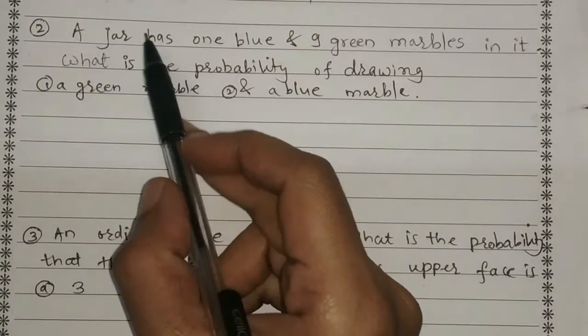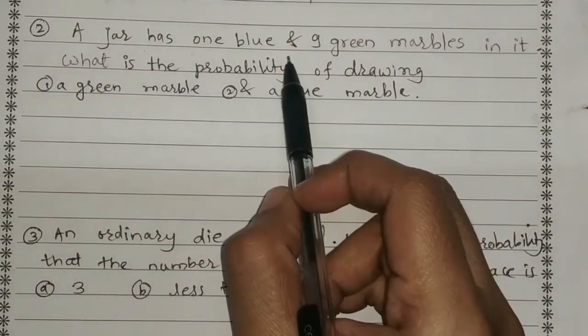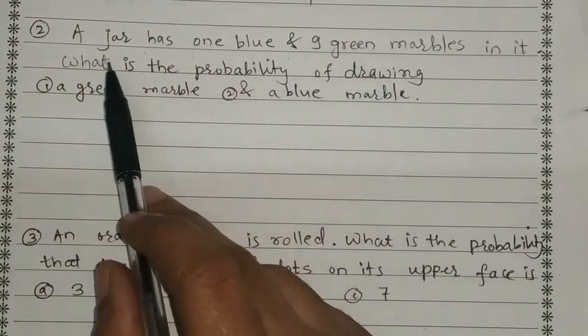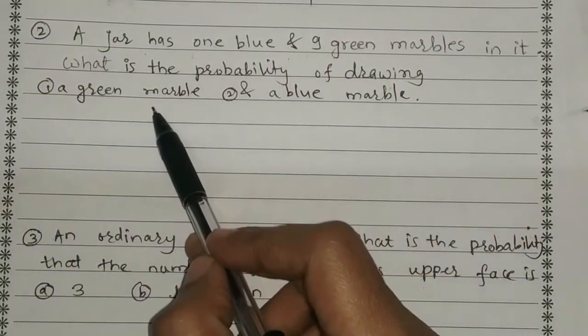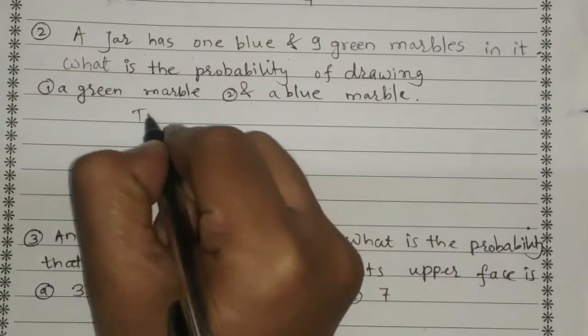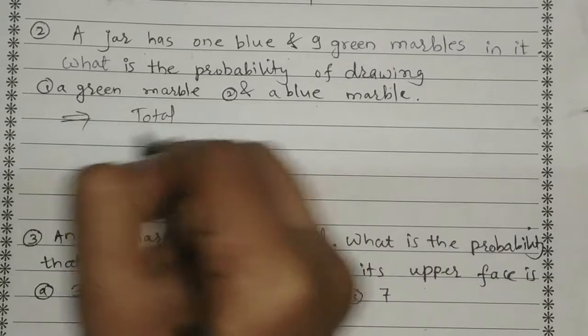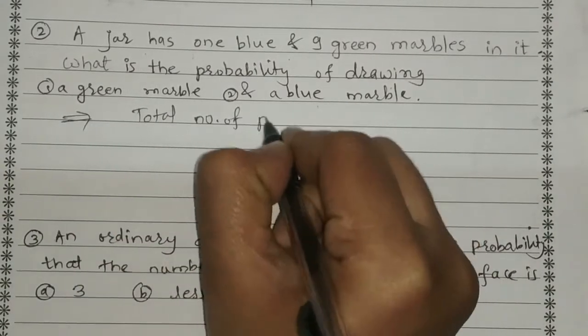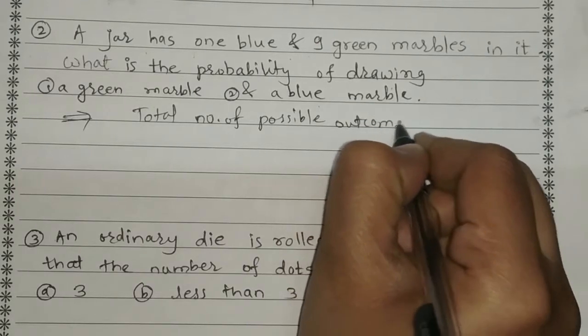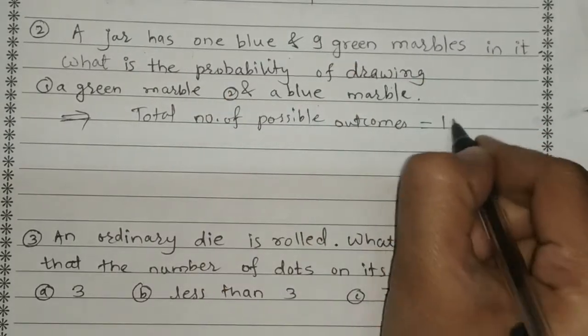The next question is, a jar has 1 blue, 9 green marbles in it. What is the probability of drawing a green marble and a blue marble? So here we'll first write down the total number of possible outcomes. So the total number of possible outcomes is 9 plus 1, which is going to be 10.